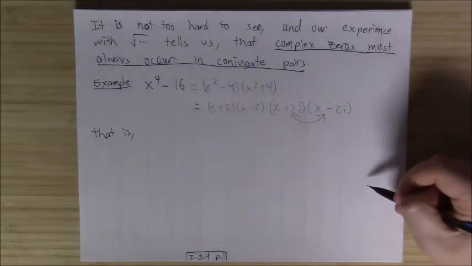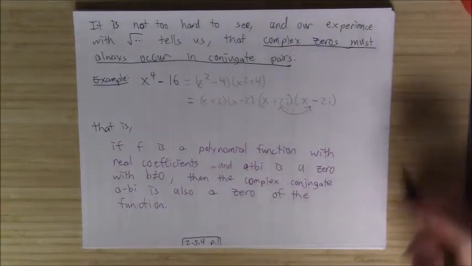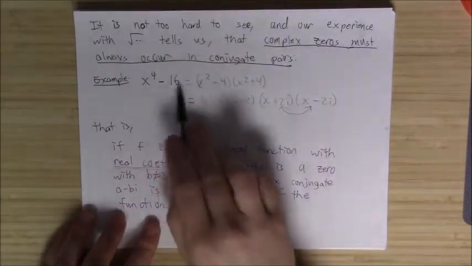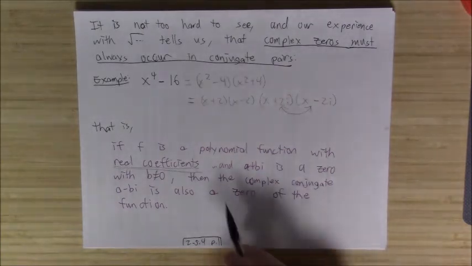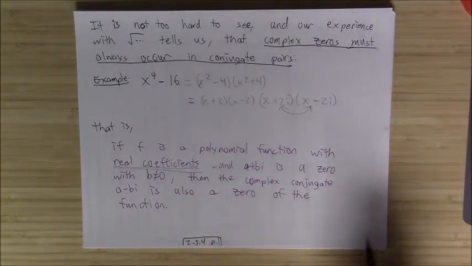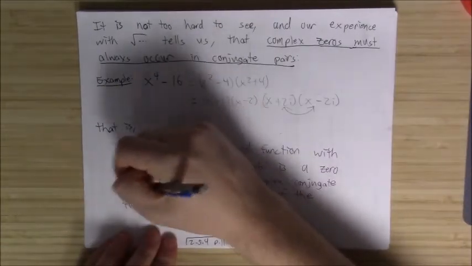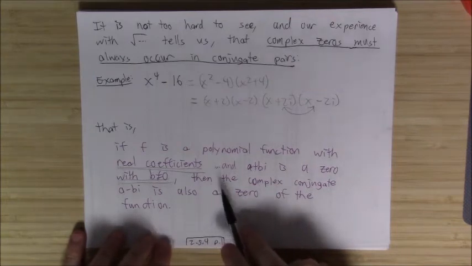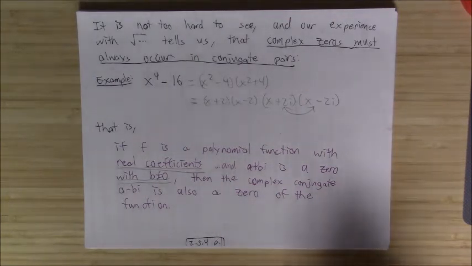That is, if f is a polynomial function with real, this is important, real coefficients as we see up here, namely there's no i's floating around at first, and a plus bi is a 0 with b not equal 0, which means that in other words, i is definitely appearing somewhere in there, then the complex conjugate a minus bi is also a 0 of the function.